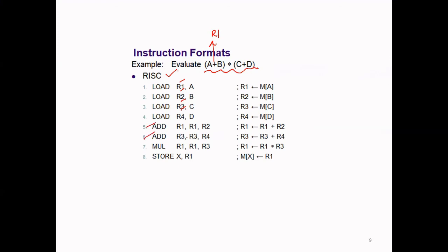Now next add R3 comma R3 comma R4. That means R3 plus R4, because that is C plus D, is moved to R3. Now this is available in R3. Now R1, R3 partial results are available. Mul R1 comma R1 comma R3. That means R1 into R3, and the result is stored in R1. Finally, it is available in R1.